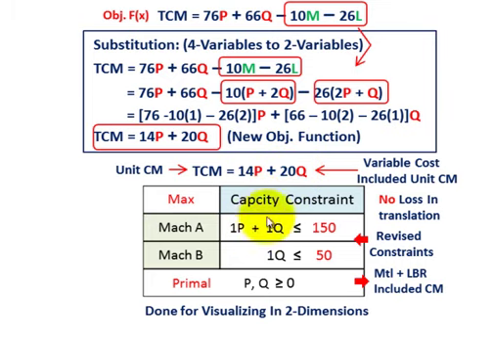So this is going to be our revised constraints. All we did is really chop off our material and labor constraints. So our machinery constraints for A and B are going to stay the same, and then P and Q, those quantities have to be greater than 0. Okay, so we're going to continue on with our example. I made this substitution just so we can visualize this in 2 dimensions easily and understand what's going on.